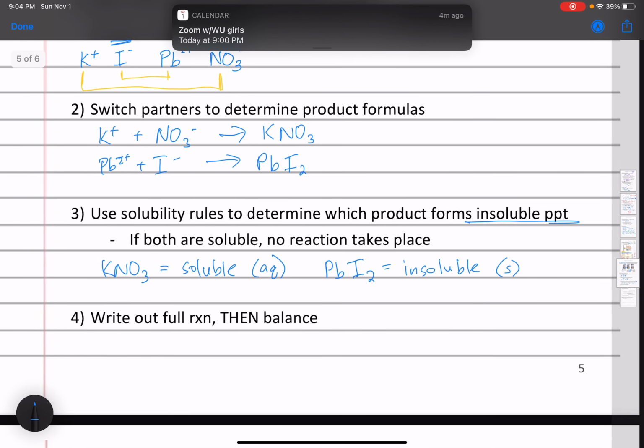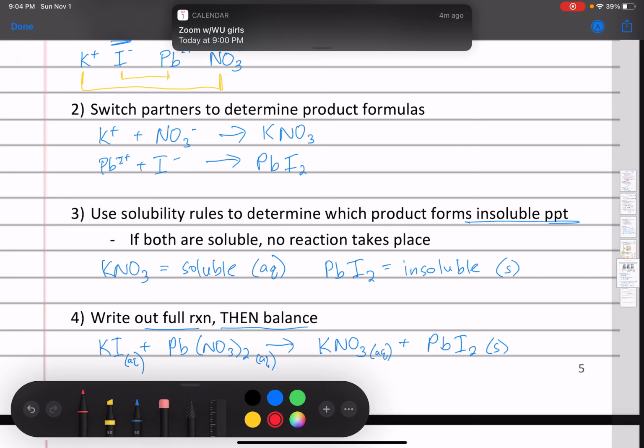So now we can write out the whole equation. We had potassium iodide and lead nitrate, and we figured out that they're going to react to form potassium nitrate and lead iodide. The lead iodide is our solid precipitate, and all of these others are aqueous in solution. So we've written out the full reaction. Now we can balance it. The last thing we want to do is balance.